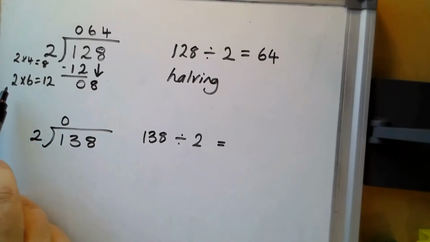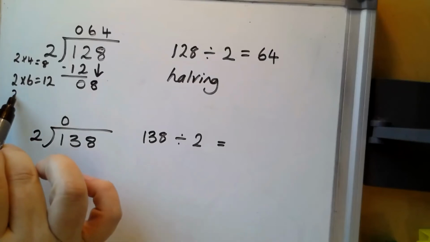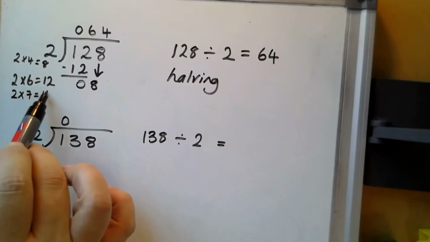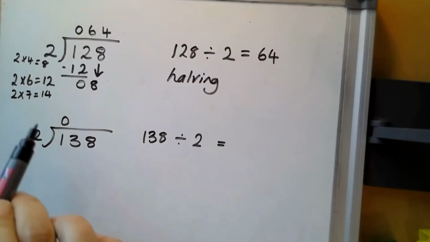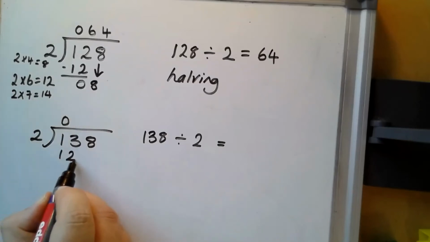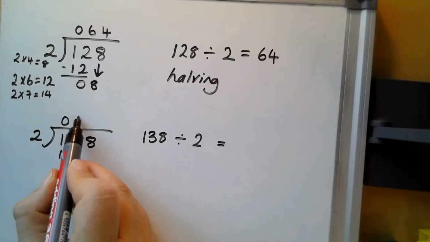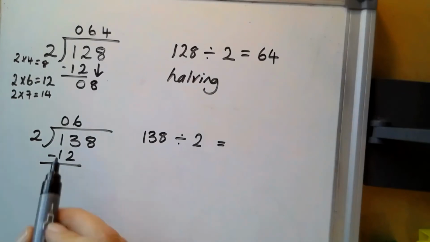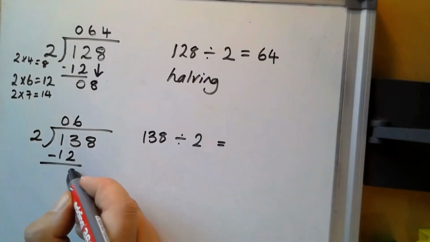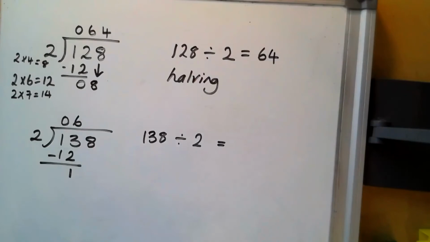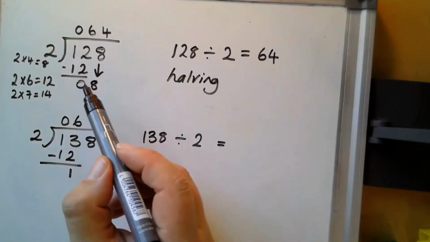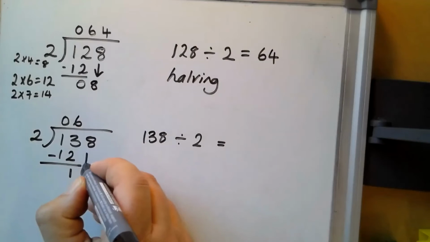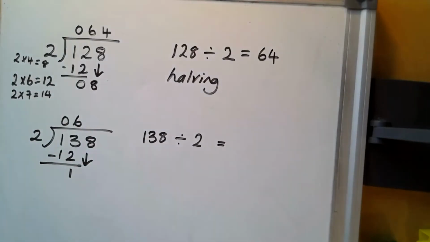How many 2's go into 13 or nearly 13? Well, I know this from before. 2 times 6 is 12. And if I went to 2 times 7, it would be 14. So that's too high. So therefore, I'm looking at the 12 just here. And 2 times 6 is 12. 13 subtract 12 is 1. And just like up here, we now need to bring this 8 down to the next line. I'm bringing that 8 down to here.